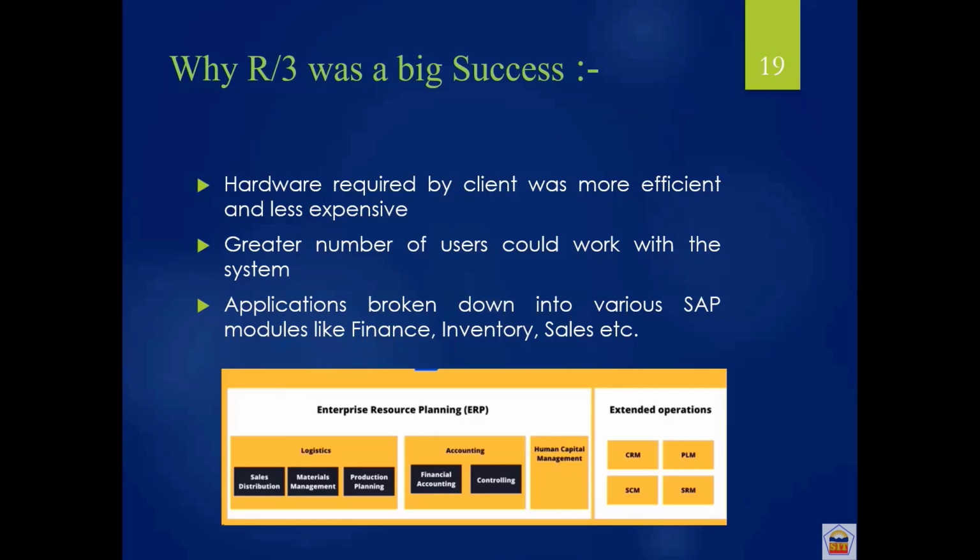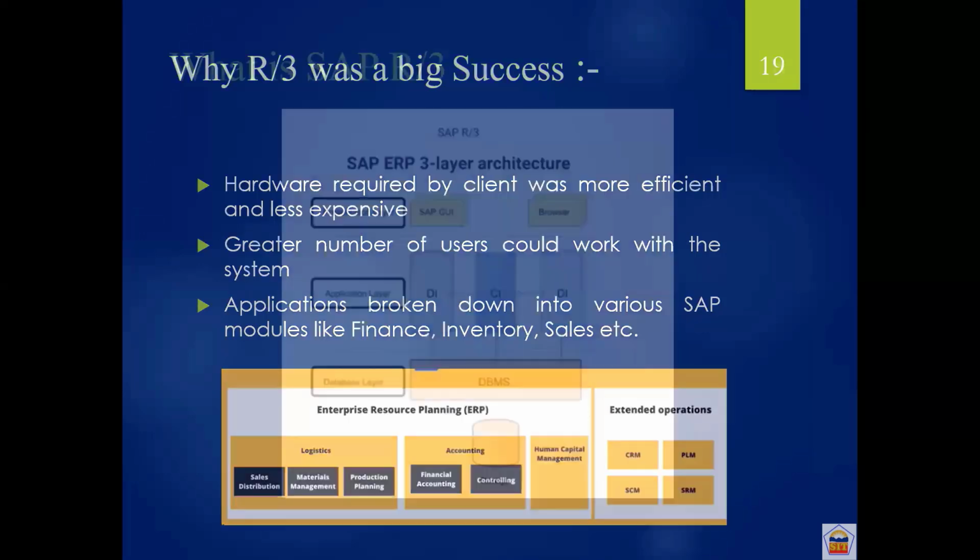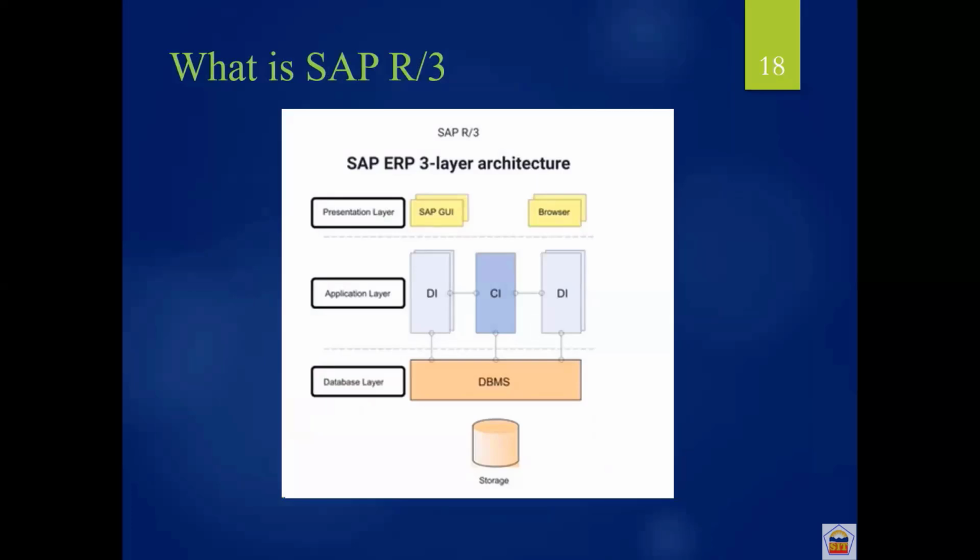So it is saying why this SAP was a big success. The hardware required by the client was more efficient and less expensive, so it was cost effective. Then a greater number of users can work on the same system. So let's take an example of this presentation layer. Let's say there are 100 users working on this presentation layer, and they are working on their PCs. If the PC of one of the users fails or crashes, it is not going to impact the working of the rest of the PCs. Why? Because of the data we have in the presentation layer.